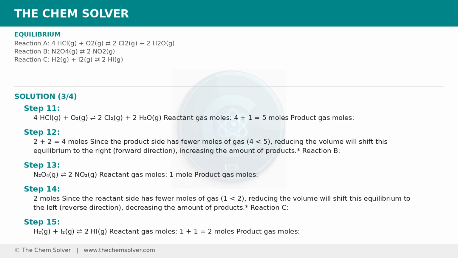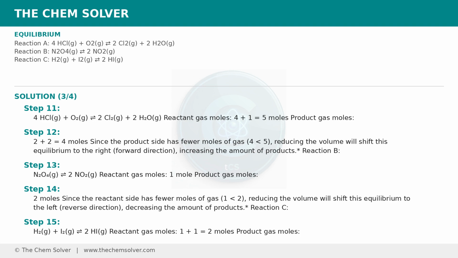Reaction B. N2O4 is in equilibrium with 2NO2. Reactant gas moles: 1 mole. Product gas moles: 2 moles. Since the reactant side has fewer moles of gas, 1 less than 2, reducing the volume will shift this equilibrium to the left, reverse direction, decreasing the amount of products.